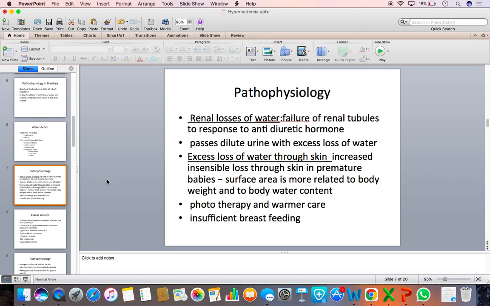In conditions again associated with excess loss of water through skin, which occurs in premature babies as they have more surface area relative to body weight, that results in a deficit of water with retention of solutes, consequently hypernatremia.